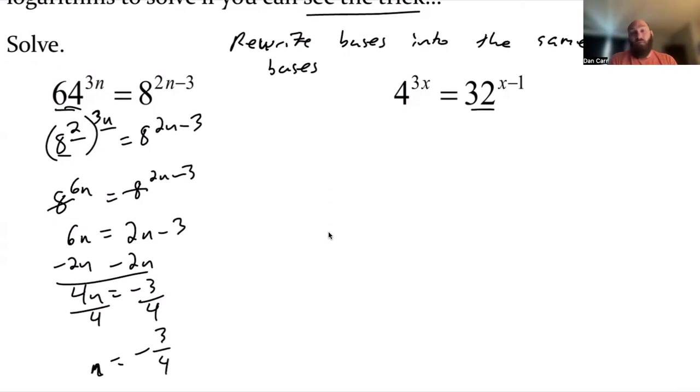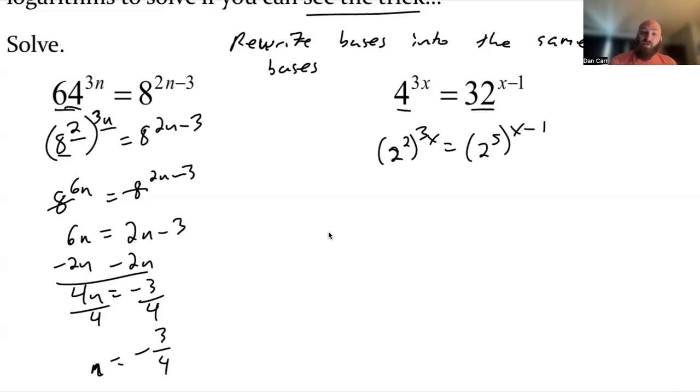4 and 32 can be rewritten as the same base. I do not have a direct connection with 4 though. If I do 4 to the second power, that's 16, 4 to the third power, 64. That doesn't work here. But both of them can be rewritten as 2. So 4 is the same as 2 squared, so it'll be 2 squared raised to the 3x power. And then 32 is 2 to the 5th, and that'll be raised to the x minus 1 power.